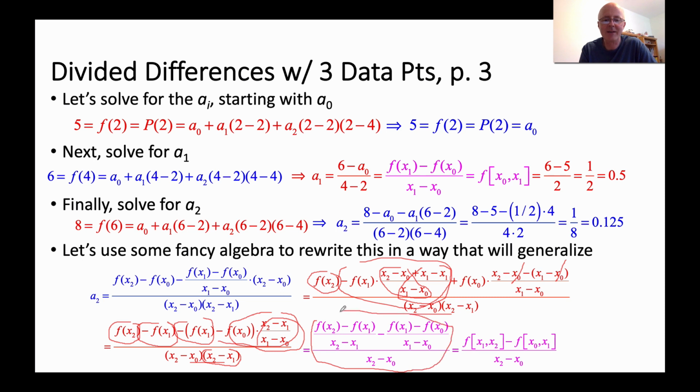And this now has the benefit of being a divided difference of divided differences. This is a divided difference. This is a divided difference. These are both first divided differences. Notice then I have a difference of those two divided differences, and then I'm doing another division. It's a divided difference of divided differences. It's a second divided difference. The things I circled up here, I can use this notation for here and here. A2 is also a divided difference. It's a second divided difference.